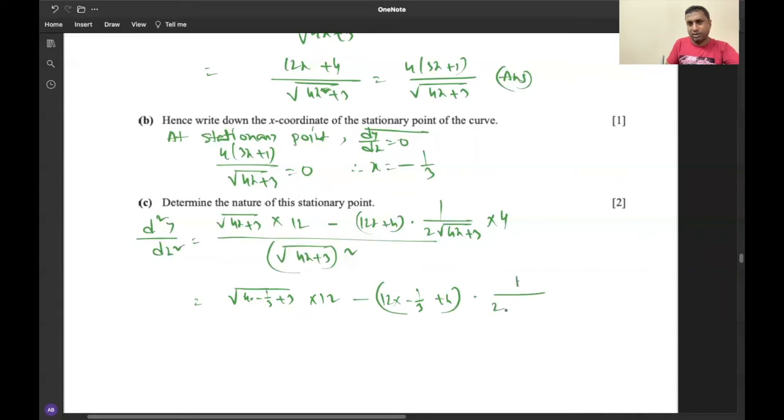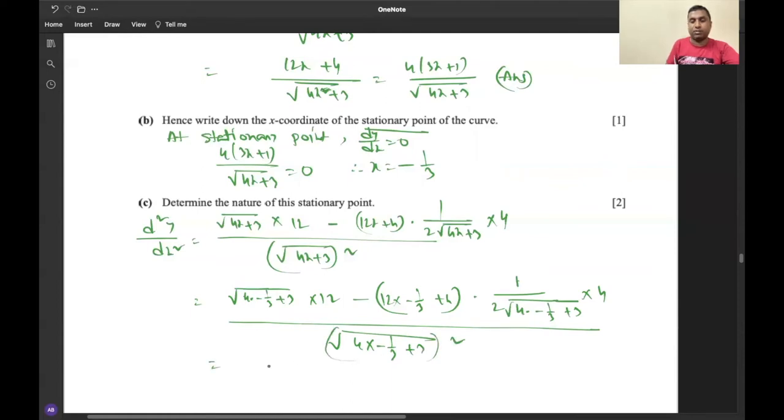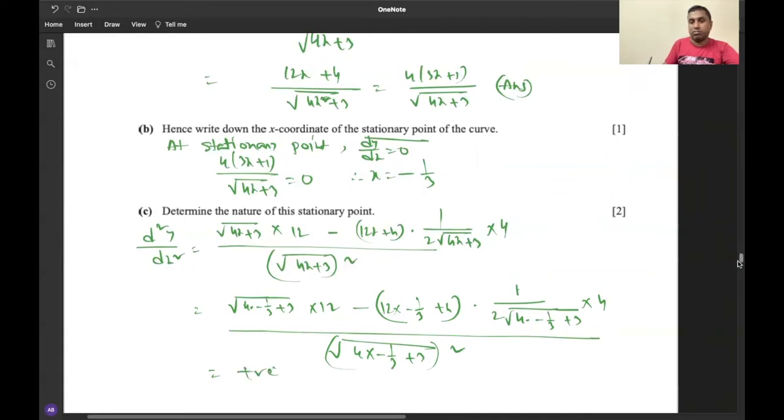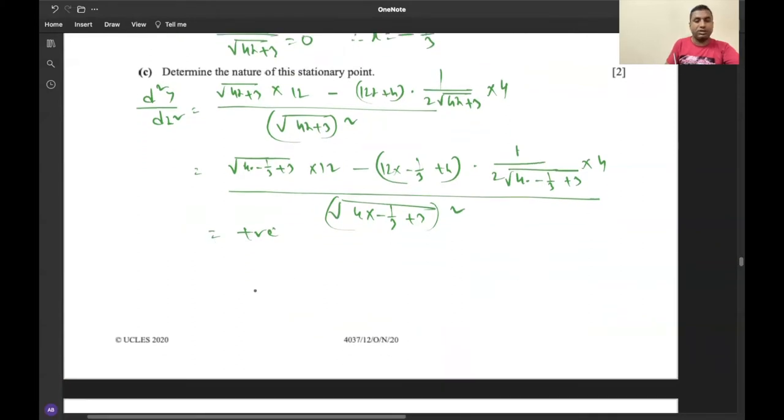Though it is a bit complicated, don't try to do it mentally. I will suggest you to use calculator all the time, or you can follow another method, that is, what is happening in the neighborhood of these points. So I think it will be positive if you use calculator to solve. That means the point is a minimum.